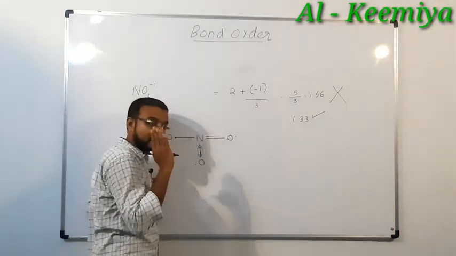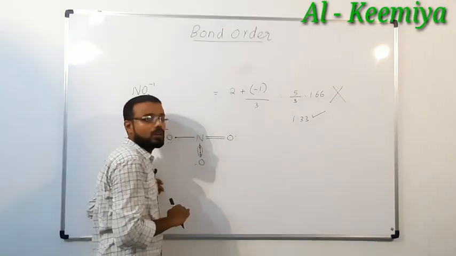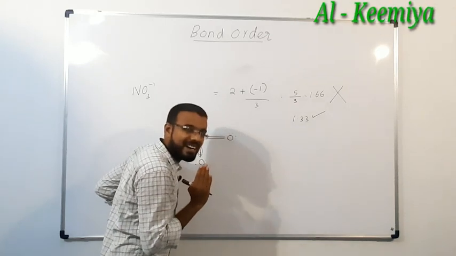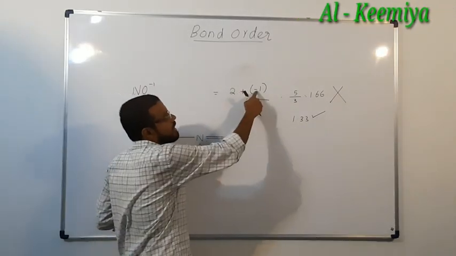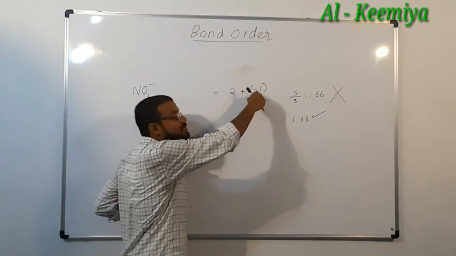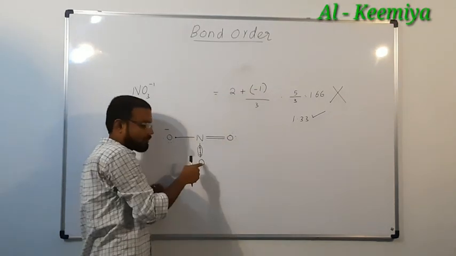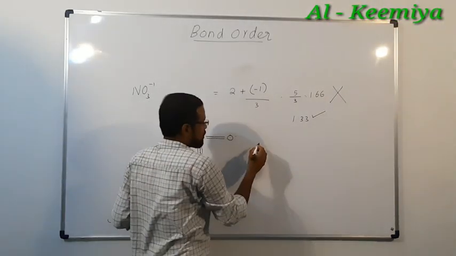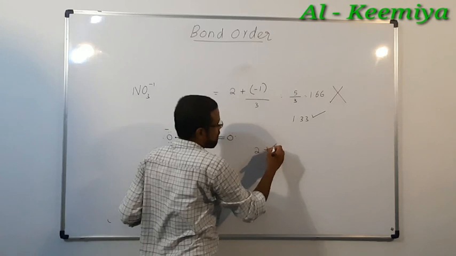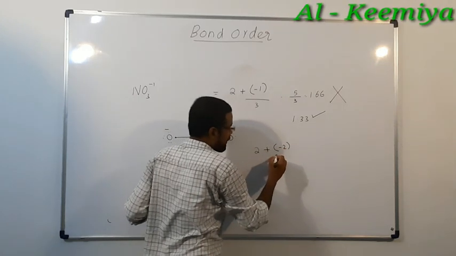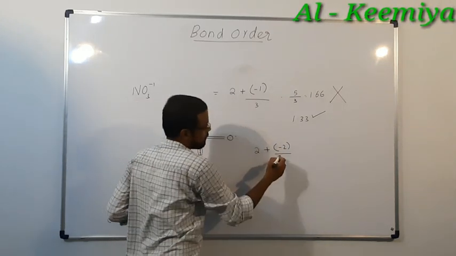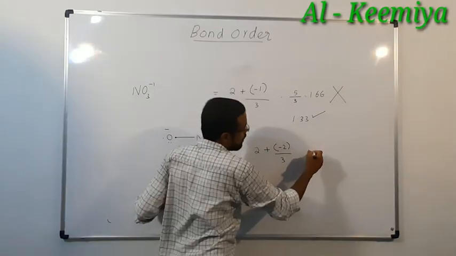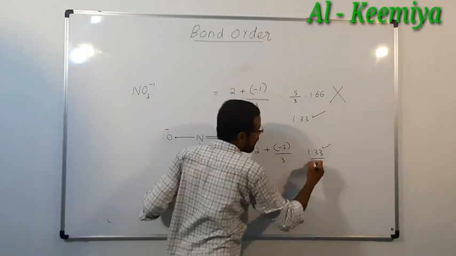That means if a dative bond is present in the molecule, the formal charge of the peripheral atom also we have to consider. So the charge will be minus 2 instead of minus 1, because this one will have minus 1 charge if you calculate the formal charge. So 2 plus minus 2 divided by 3. Then 3 into 2 is 6, 6 minus 2 is 4, 4 by 3 is equal to 1.33. This is the bond order.